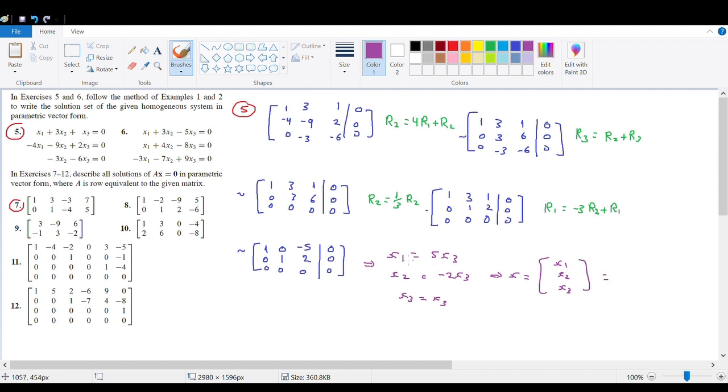We see here x1 has x3, x2 also has x3, so we take x3 as a common factor. Now the coefficient of x3 for x1 is 5, the coefficient of x3 in x2 is -2, and here the coefficient of x3 is 1. So this is the parametric form of the solution set of the matrix in exercise number 5.